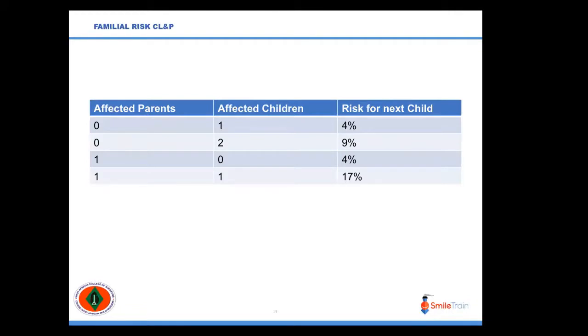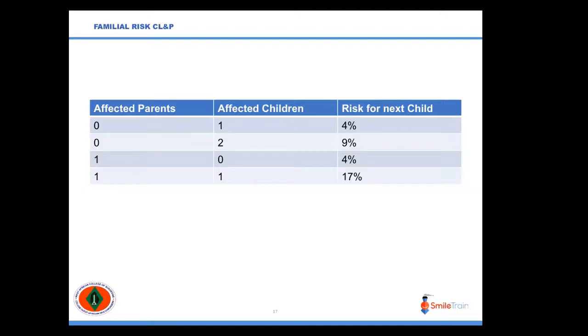When a mother or a family has a cleft, their concern is the possibility of the other children having cleft lip and palate. The familial risk for cleft lip and palate is this: if the parents are not affected and they have one child with cleft lip and palate, the risk for the next child is 4%. When the parents are not affected and two of their children are affected, the risk increases to 9%.